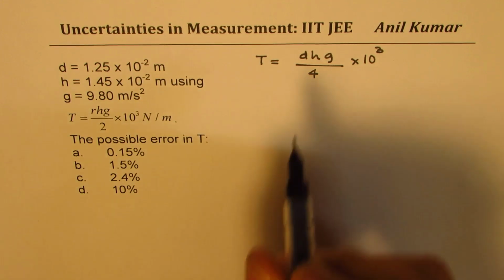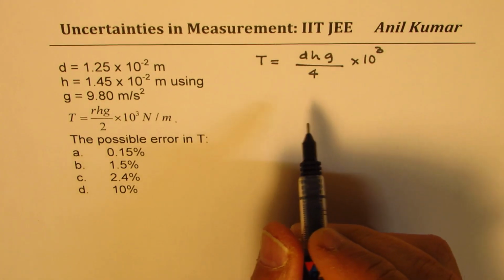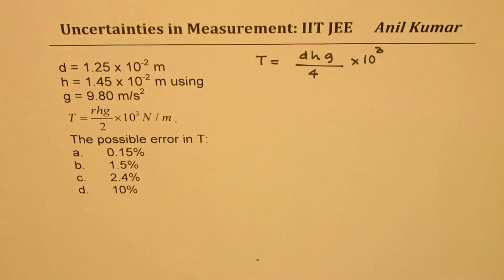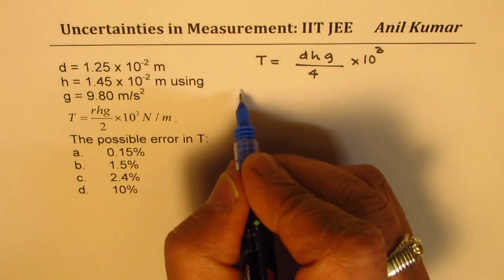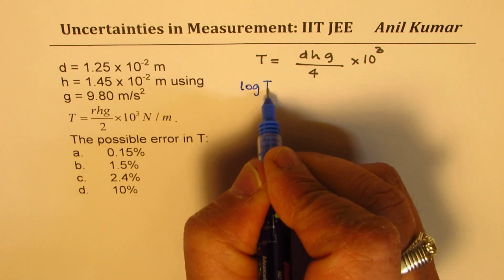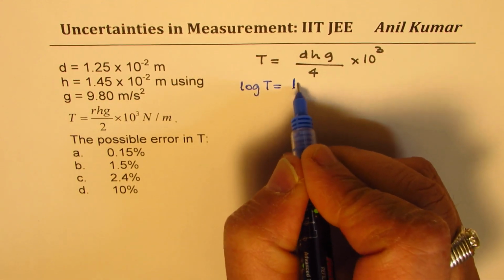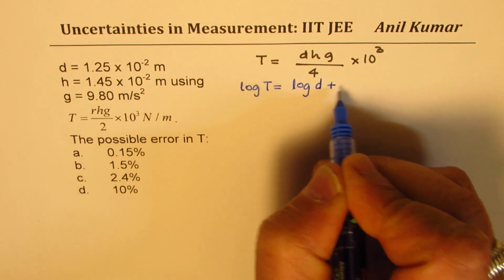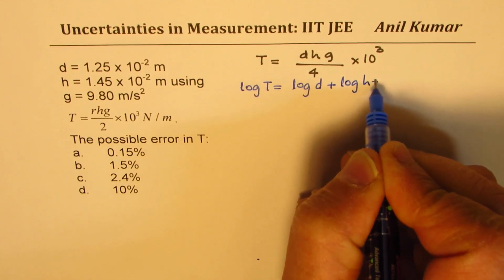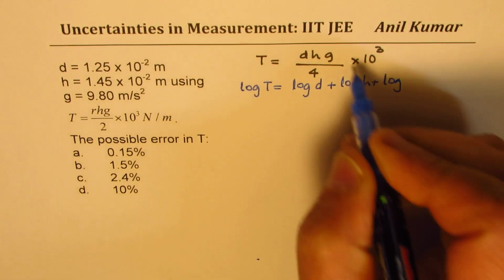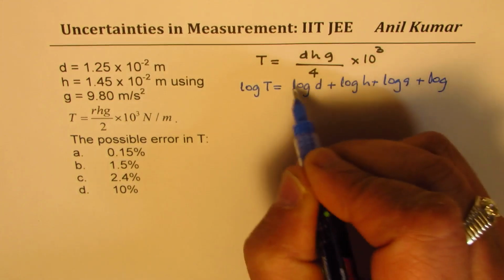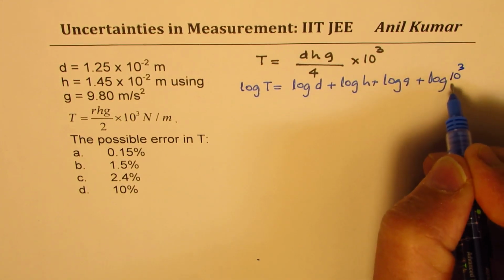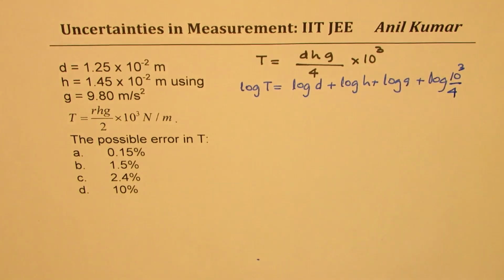To solve such a question, what should we do? We need to take logarithms on both sides. So we'll take log and then derivatives using logarithms. We get log of tension T is equal to log of the diameter plus log of the height plus log of the gravity part, plus log of all this constant, 10 to the power of 3 over 4, correct? So we get all these.